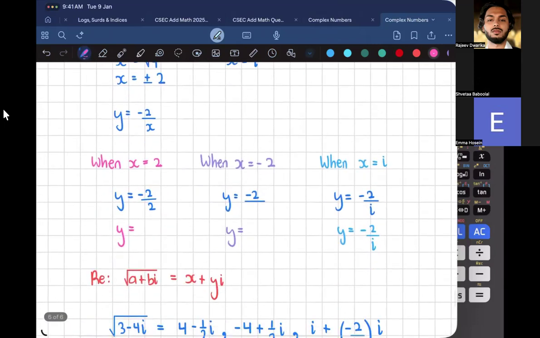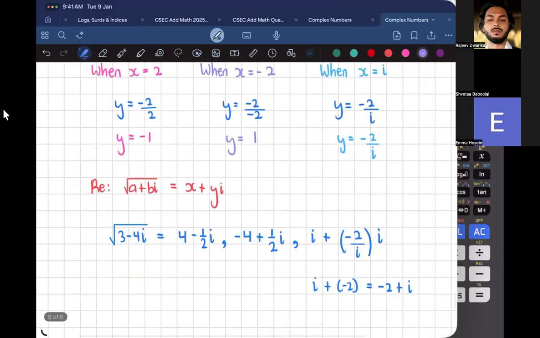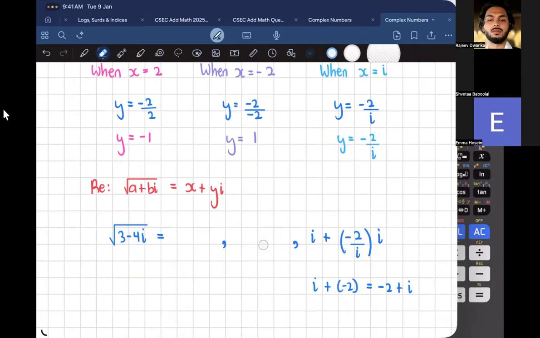Okay, and I'll go over it when we finish. So Shweta, what's minus 2 over 2? Minus 2 over minus 1. What is minus 2 over minus 2? 1. Right. So it's a noob mistake.